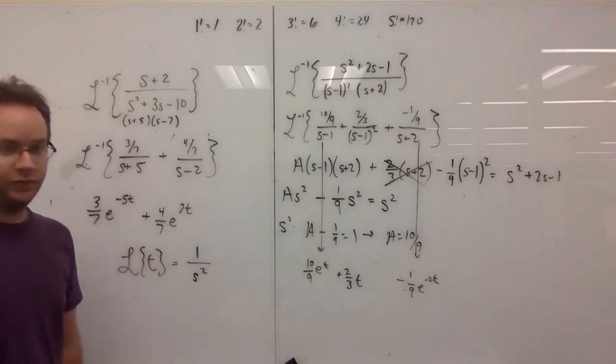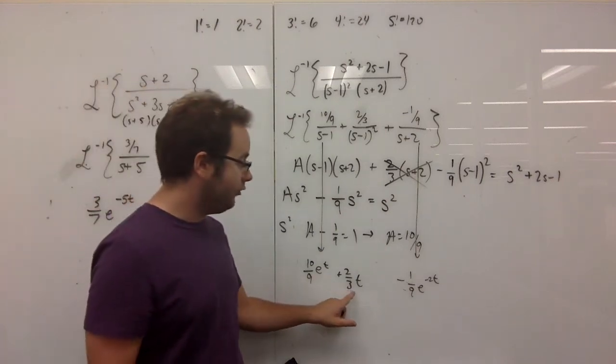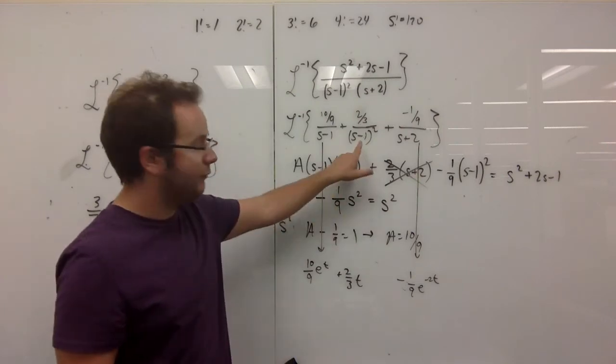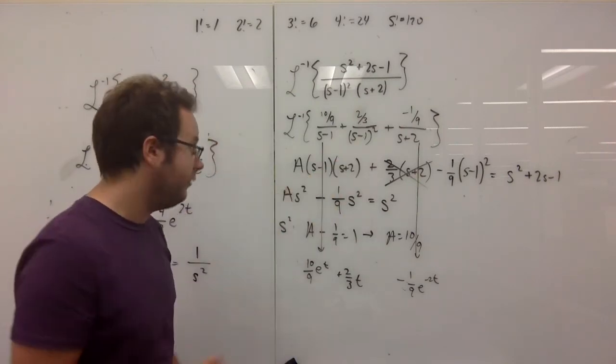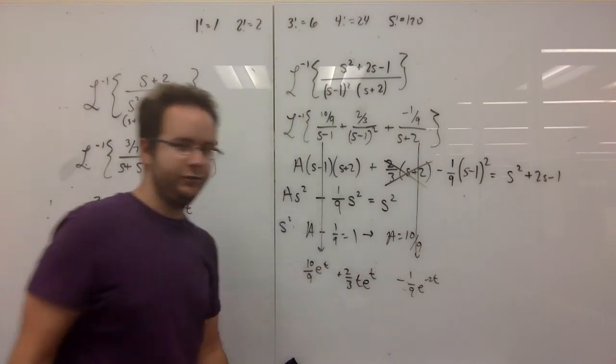S squared. Cool. Let's not make that mistake. Laplace transform of t, 1 over s squared. So the Laplace transform of 2/3 t would be 2/3 times 1 over s squared. Well, we have s minus 1 squared. So what must have caused that? E to the t, right? Some shift. There's your answer.